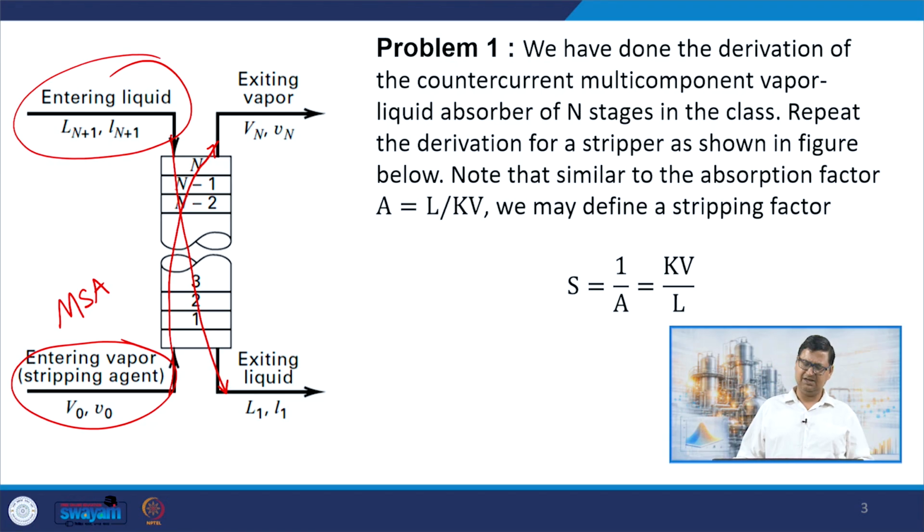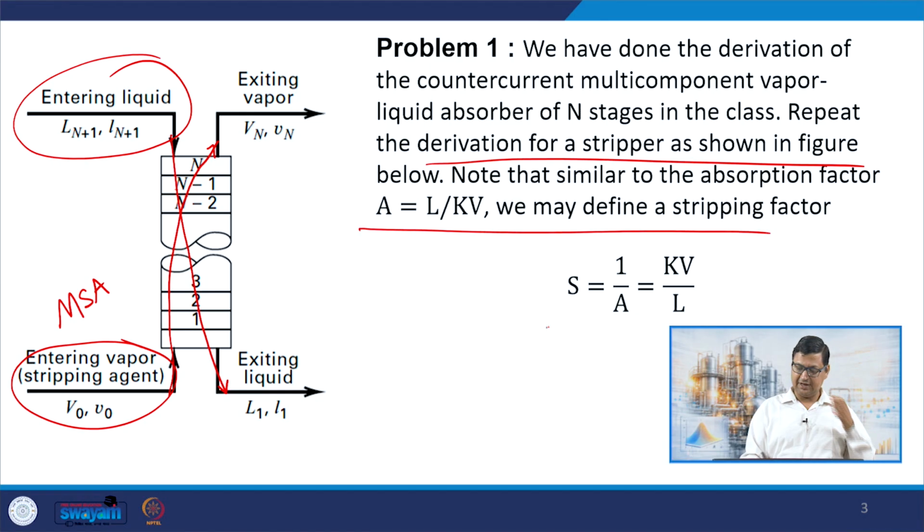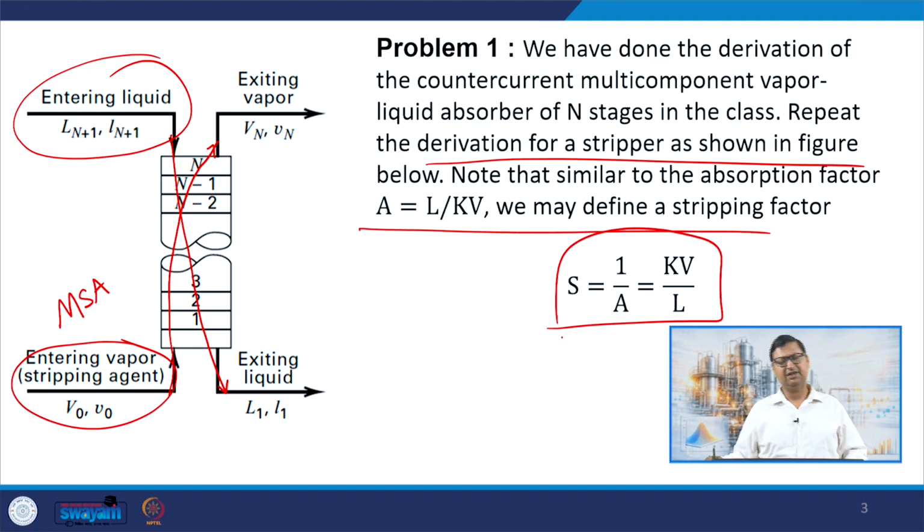So we have numbered it differently, so that you will get a similar kind of language in the final solution. We have to repeat the derivation, and we are going to get, as we have discussed, something in terms of a stripping factor, that is the opposite, 1 over the absorption factor. So let us try to derive this.